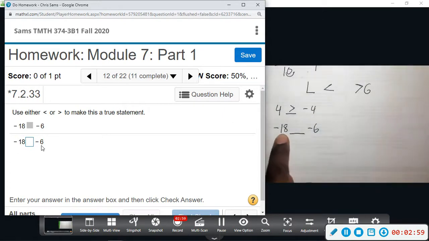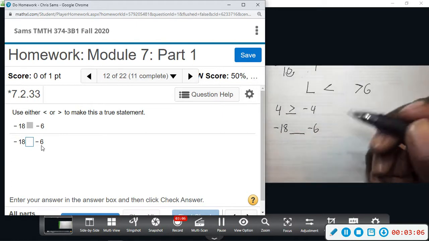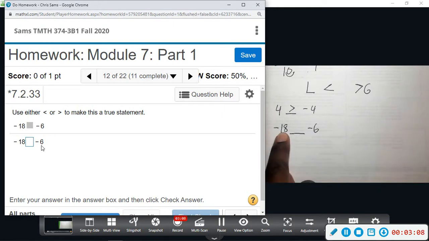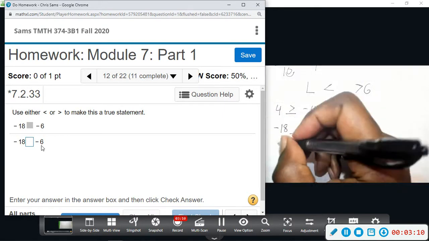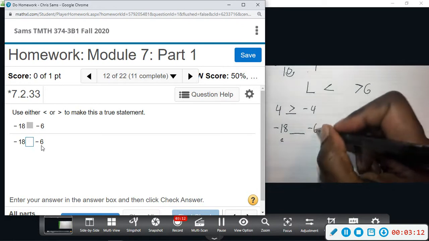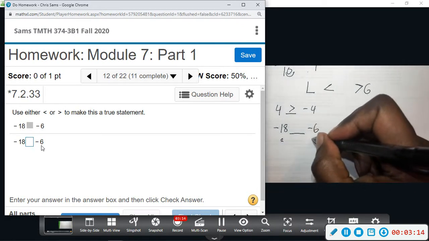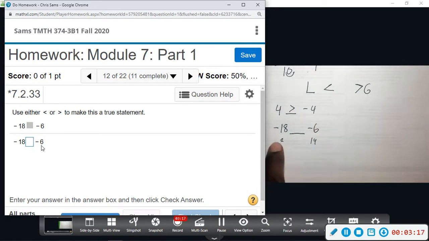Would you rather have to pay someone $18 or would you have to pay 6? So say if you only got 20 bucks, if you have to pay 18, then you only have 2 left. If you have to pay 6, then you will have 14 left. So negative 18 will leave you with less money than negative 6.